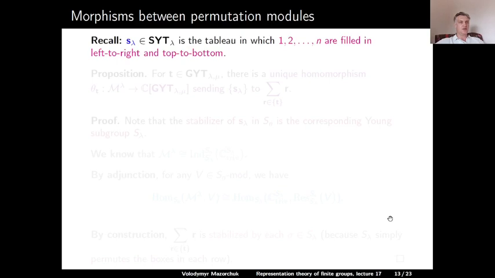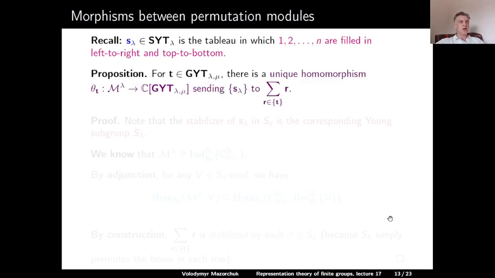Recall that we have this important standard Young tableau S lambda of shape lambda, in which the numbers 1, 2, 3, and so on up to n are filled in left to right and top to bottom. Proposition: for a generalized Young tableau T of shape lambda and content mu, there is a unique homomorphism denoted by theta T from the permutation module M lambda to the linearization of GYT lambda comma mu, which sends the tabloid corresponding to S lambda to the element in this linearization given as a linear combination of all generalized Young tableaus R, which belong to the row equivalence class of T with coefficients 1.